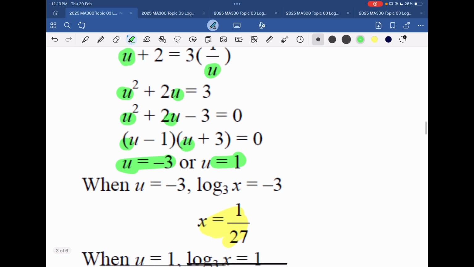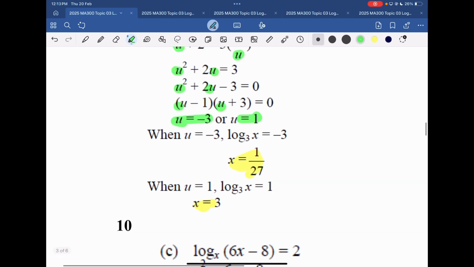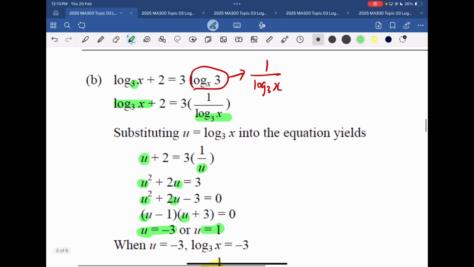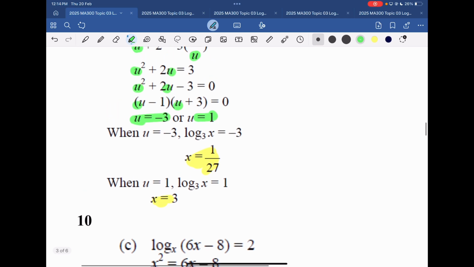Okay, so I have 2 answers. Question 9, b is 1/27 and 3. Any issue?